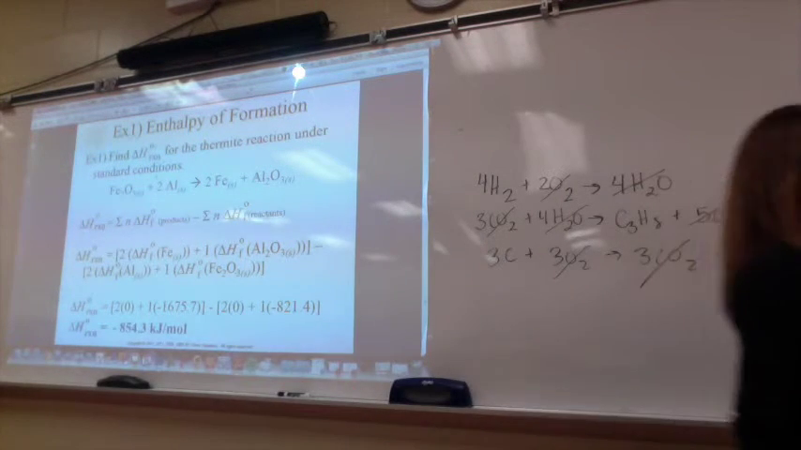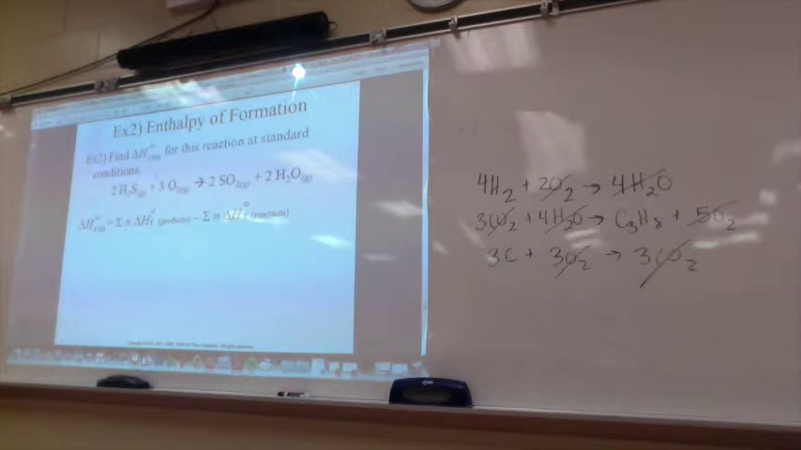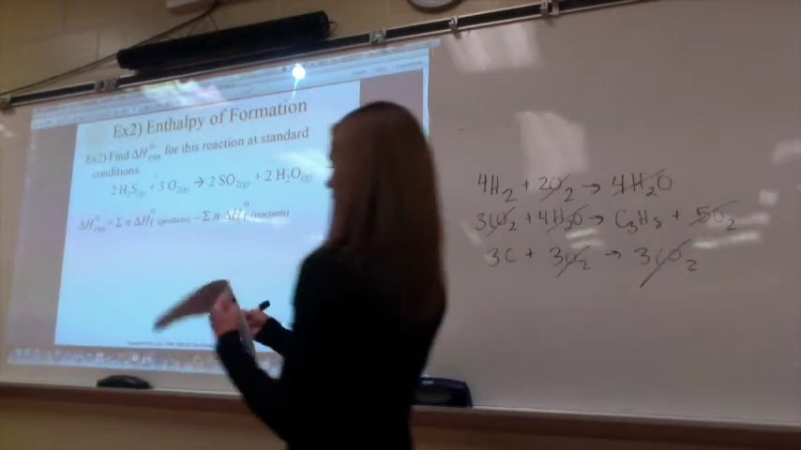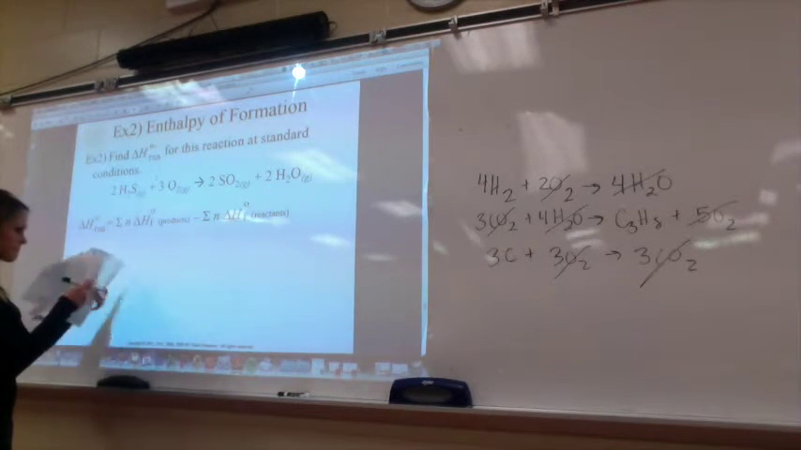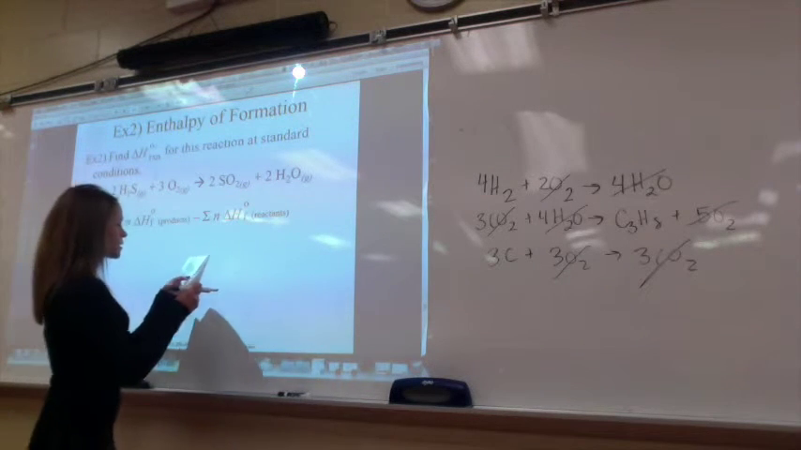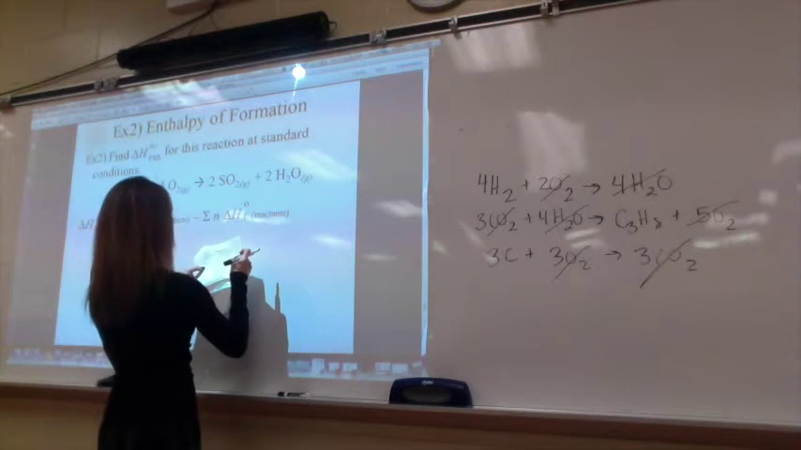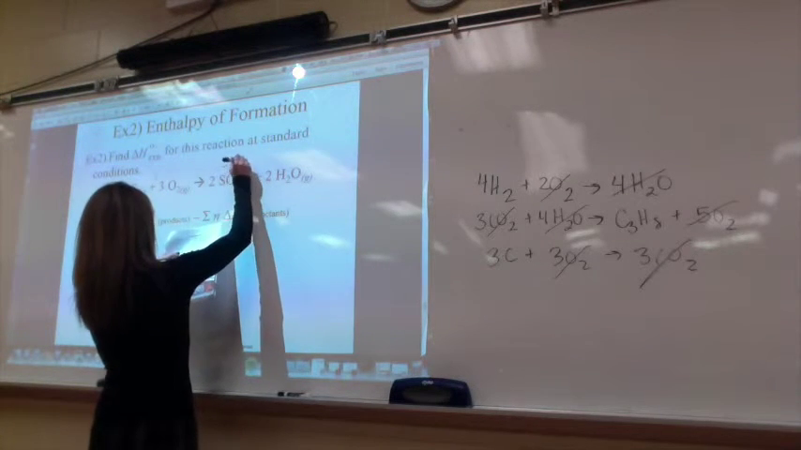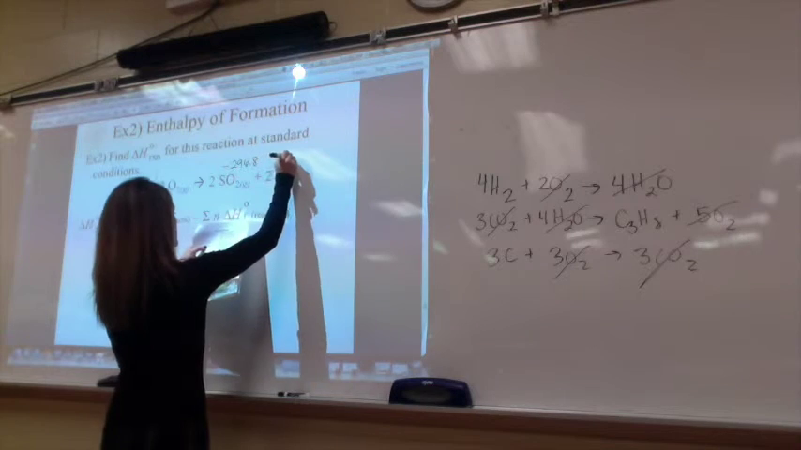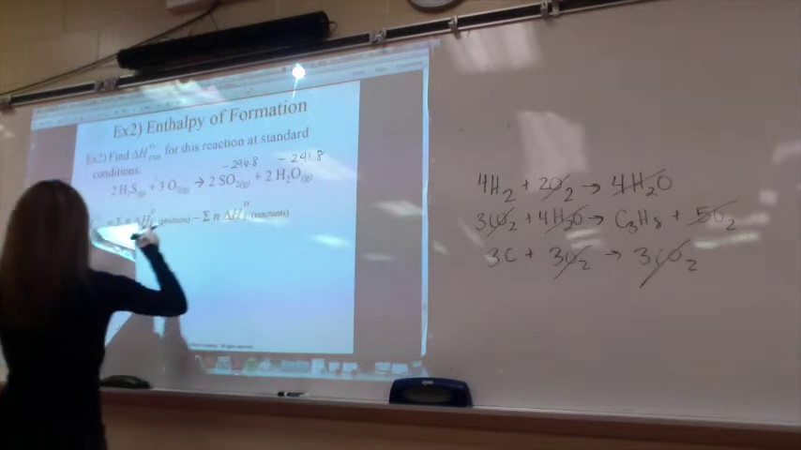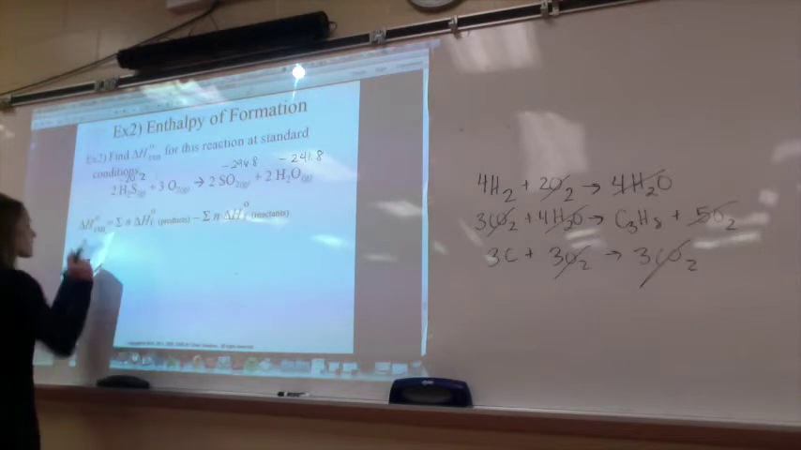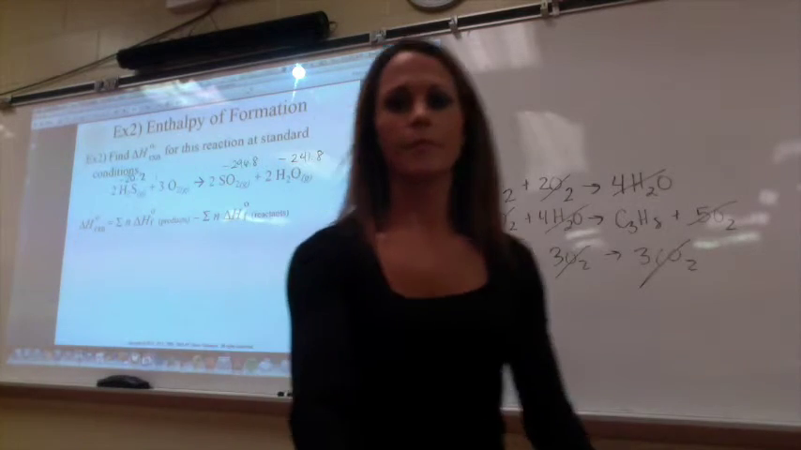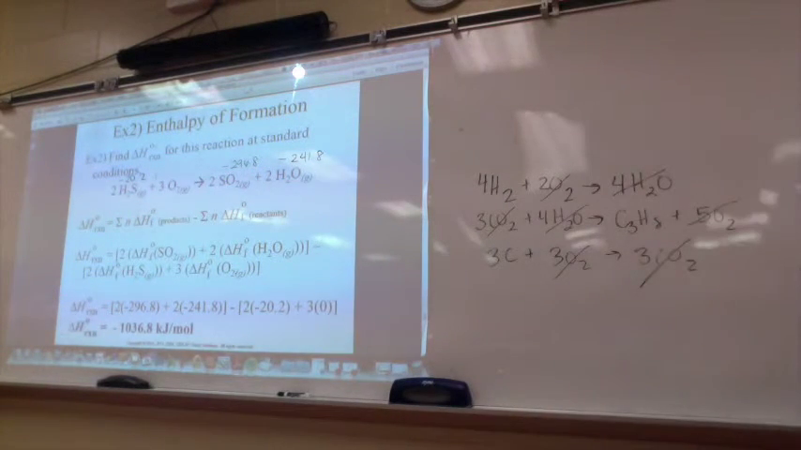So the next slide, I have to give you these values. Well, I have to give you some of them. So I'm going to write them above this for you. Otherwise, you would just look them up. So delta H of SO2 is negative 296.8. Water is negative 241.8. And H2S is negative 20.2. So go ahead and solve. All right, so negative 1,036.8.